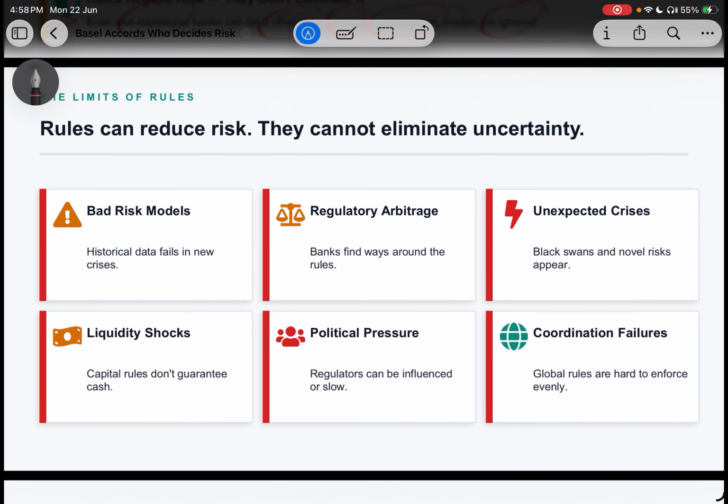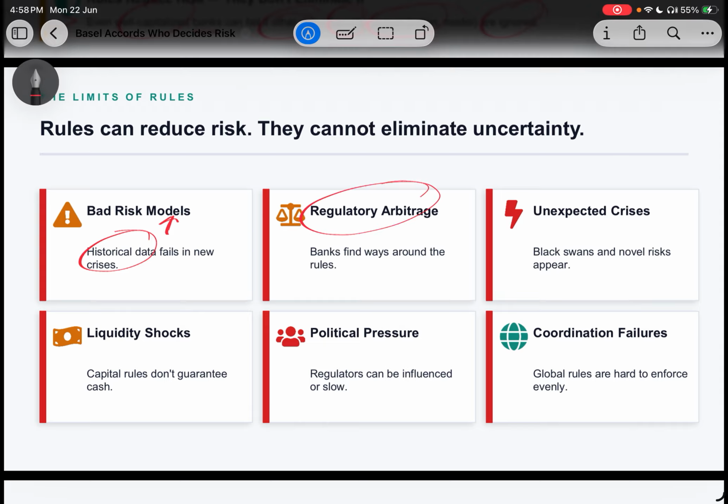So when we're talking about the limits of rules, right? Rules can obviously reduce risk, but they cannot eliminate the uncertainty, right? Because when we're talking about a bad risk model, the historical data is only telling you about all the things that have already happened. Every day a new crisis could come into the picture because of something that has never happened in the past. So all the data we have is just because something in the past went wrong, right? So this basically creates a very bad model, right?